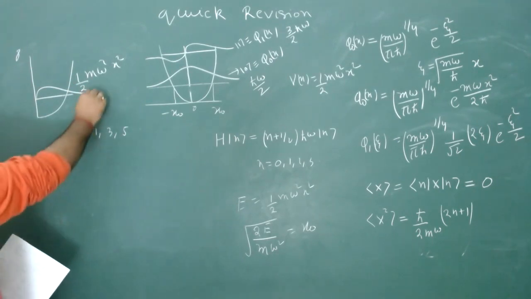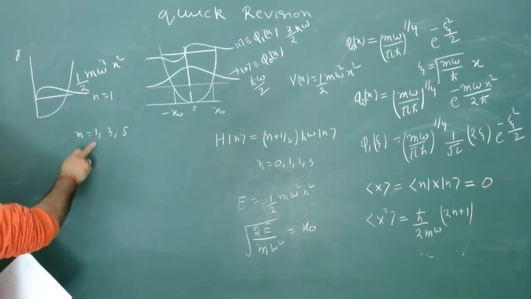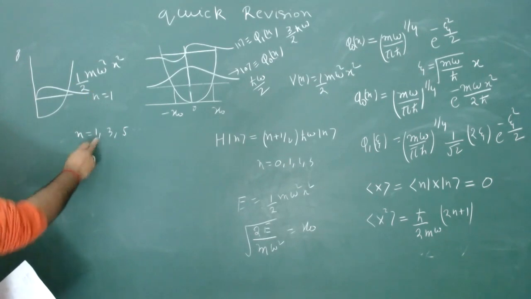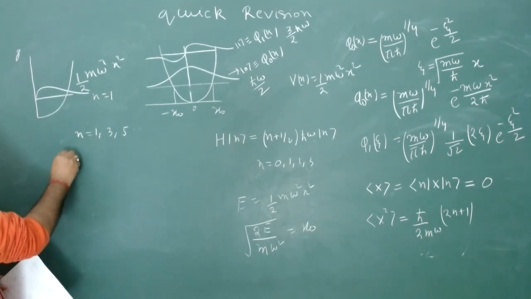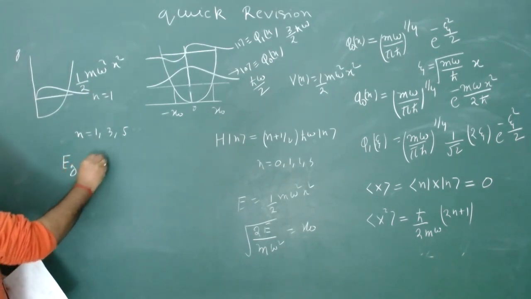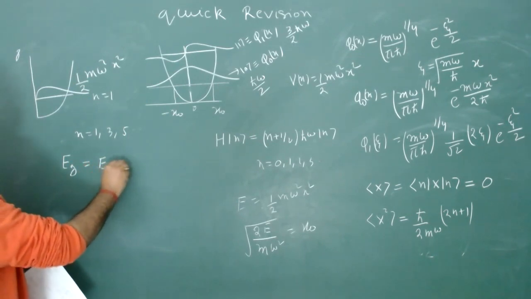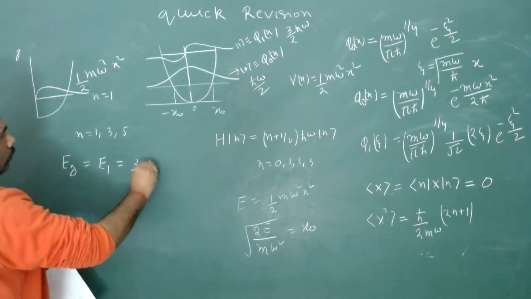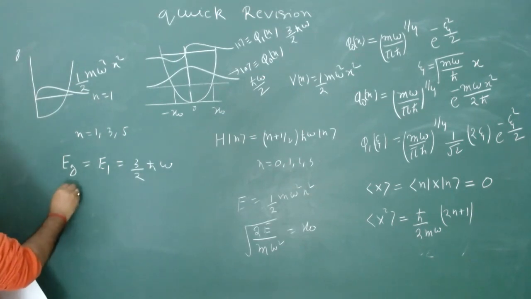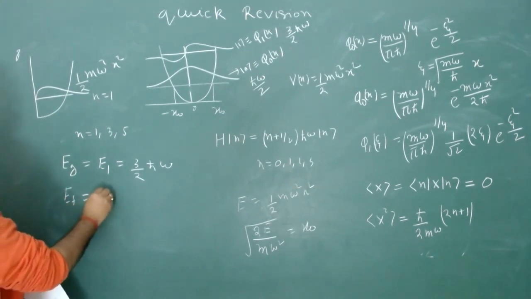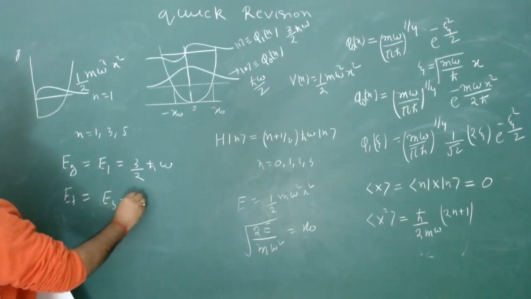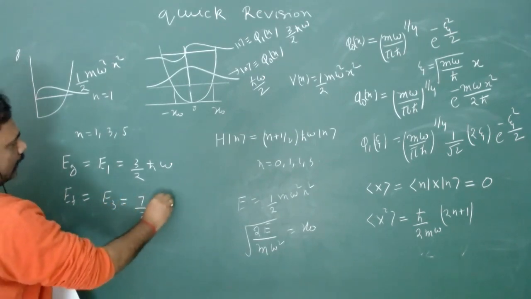So this is for n equal to 1. For n equal to 1, we have the ground state. So we can write the ground state energy E1, and that will be 3 by 2 h cut omega. The first excited state is E3, which will be 7 by 2 h cut omega.